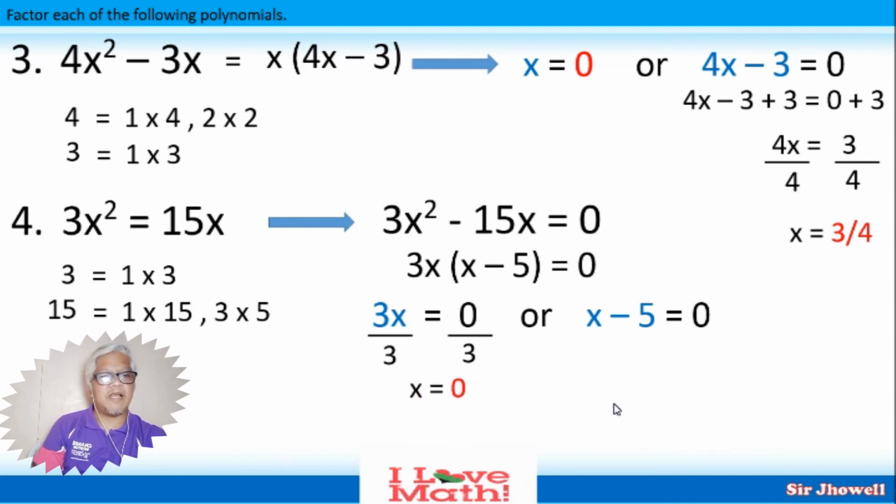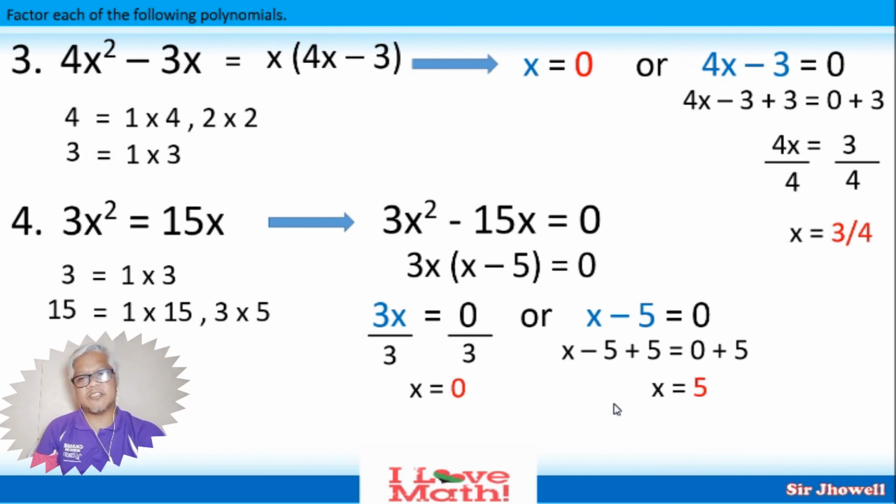Okay? And then yung kabila naman, x minus 5 equals 0 will become what? X minus 5 plus 5 equals 0 plus 5. In here, ano ang in-apply natin? Addition property of equality to remove negative 5. Okay? Therefore, x equals 5. So what are the two values of x in problem number 4? The values are 0 and 5. So that's it. Yun ang ating solution when it comes to solving quadratic equations through what? Factoring. Factoring what? The greatest common monomial factor.